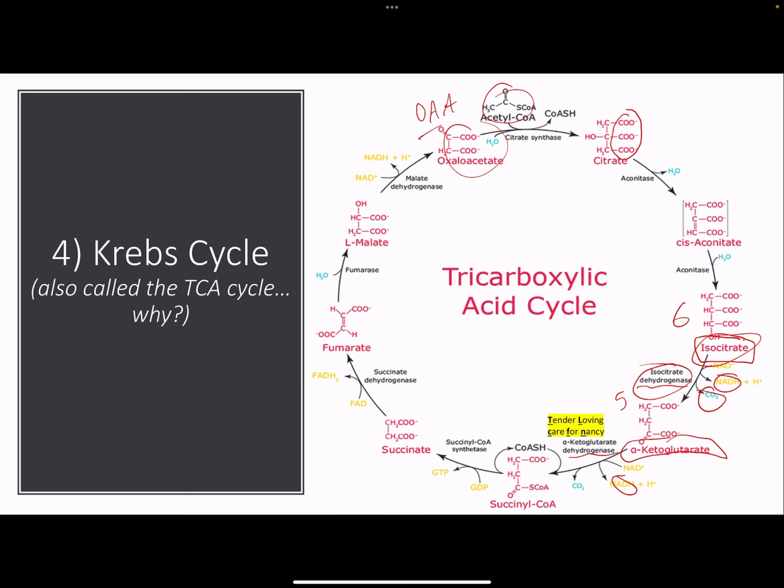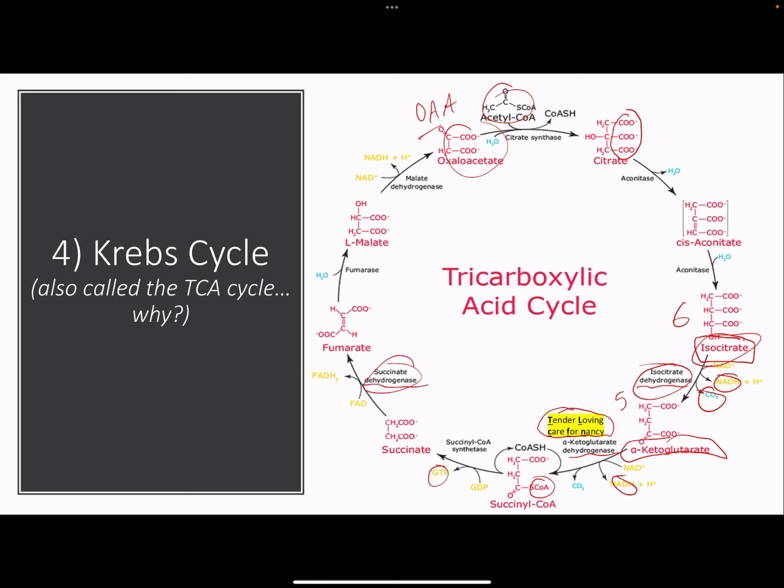Here, note that we're also attaching an S-CoA onto the molecule. And so this is going to be very much like the PDH multimeric enzyme, and it needs all of the same stuff. Tender loving care for Nancy. Thiamine, lipoic acid, acetyl-CoA, FAD, and NAD+. Succinyl-CoA synthetase makes a GTP, but GTP is effectively ATP. That's the same thing. Then succinate dehydrogenase.